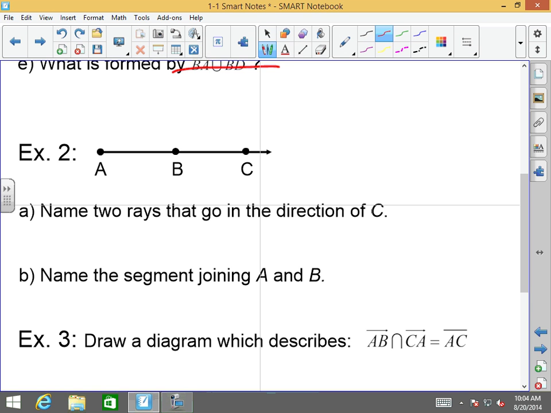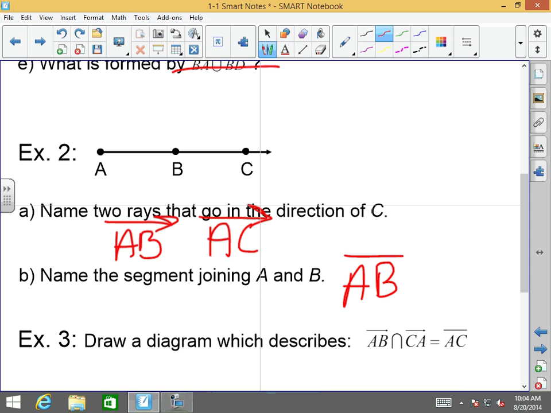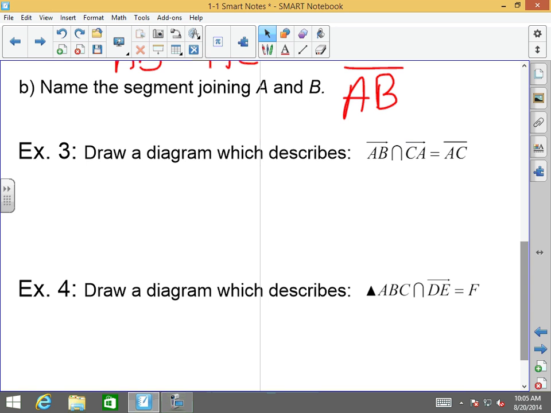Sir. AB, yeah? AC, very good. You could have also done BC. Name the segment joining A and B. No, the segment. Segment AB. Very good, my brother. Next, draw a diagram which describes.